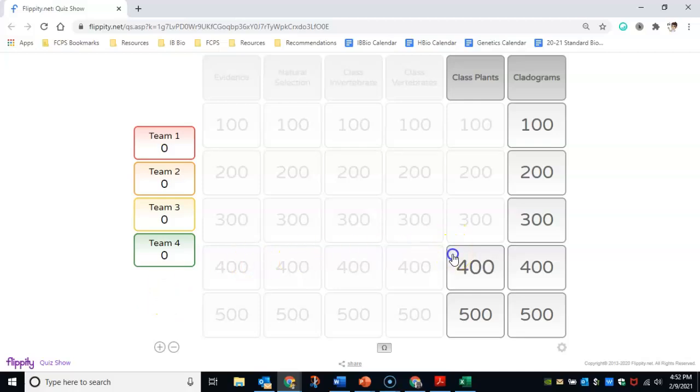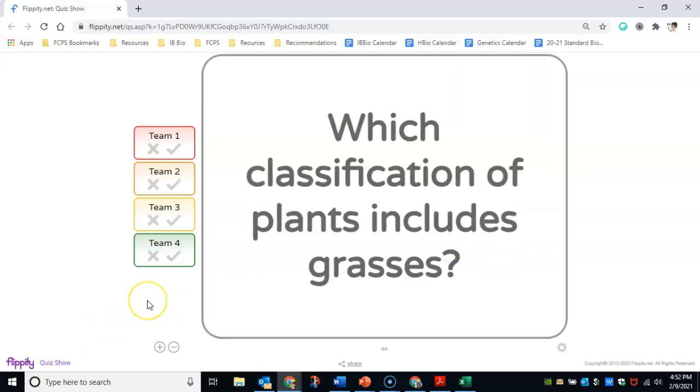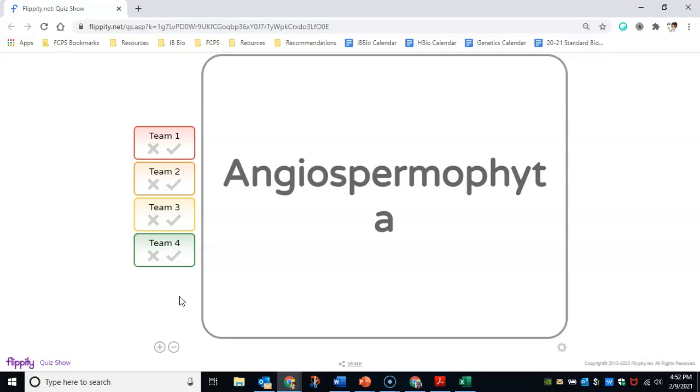For 400, which classification of plants includes grasses? So think about the different things. Does grass have a vascular system? Does grass have cambium? Does grass have flowers? It is a flowering plant, and it's an angiosperm. It's annoying. That's not in one line.